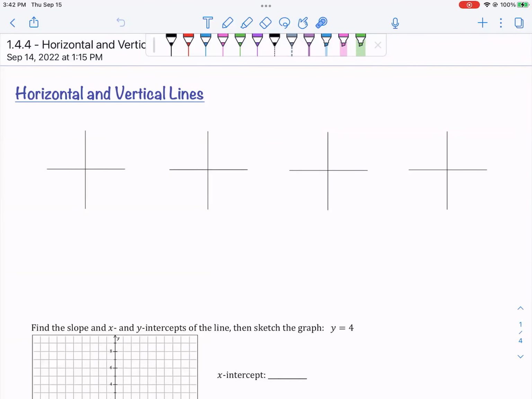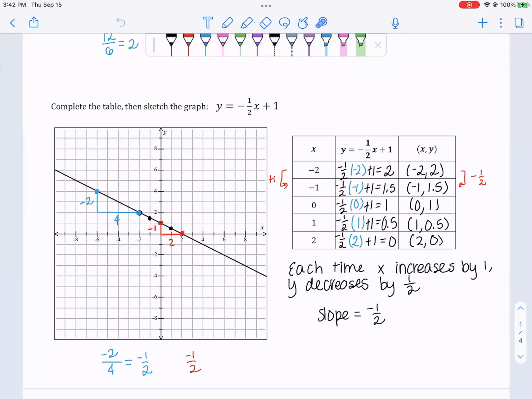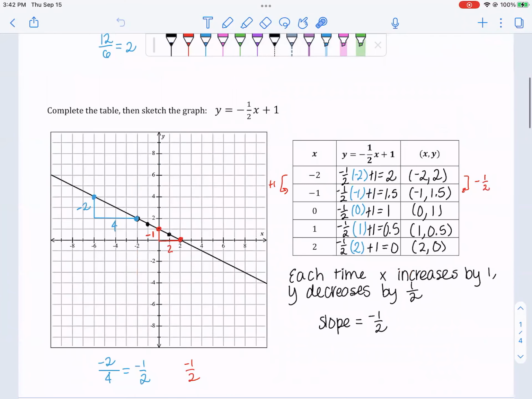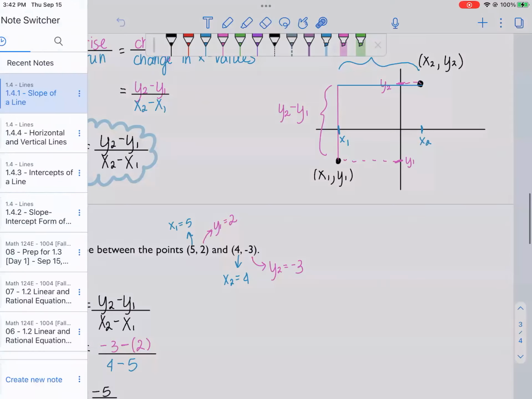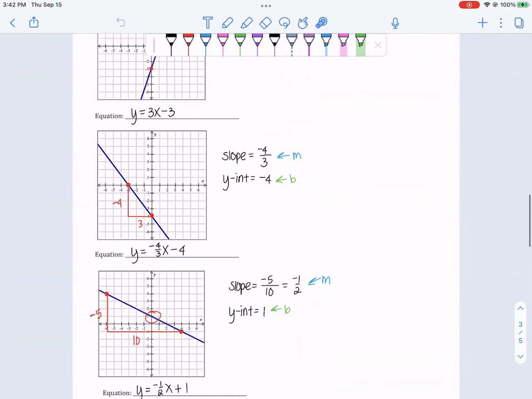Horizontal and vertical lines. So I want us to go back and look at some of these other things we've done in previous videos. Here, look at this line. It has a slope of 2. It has a positive slope, and it has this shape. Here, our slope was -1/2, and we have this shape. Negative slope, positive slope, negative slope, right? Back in this video, positive slope, negative slope, negative slope.